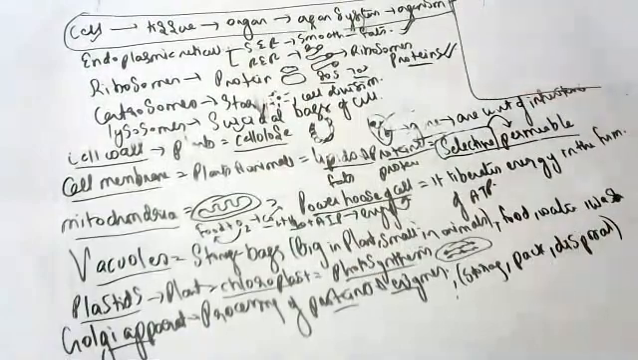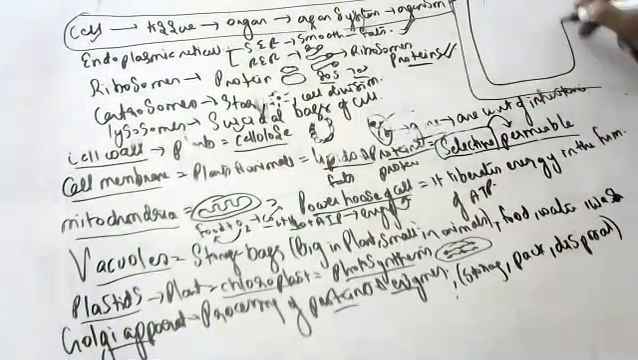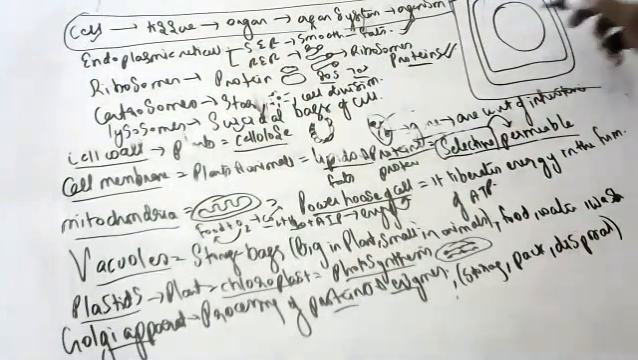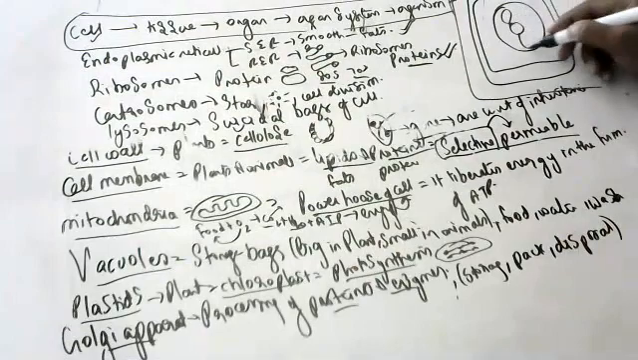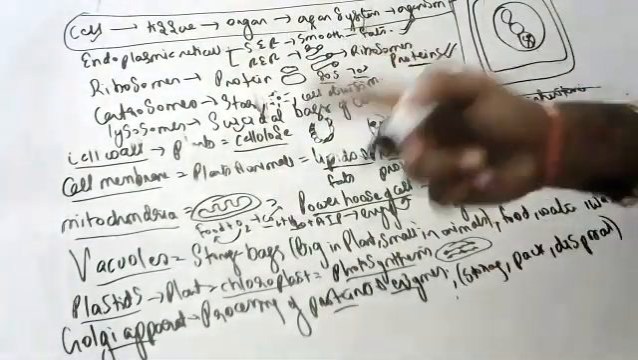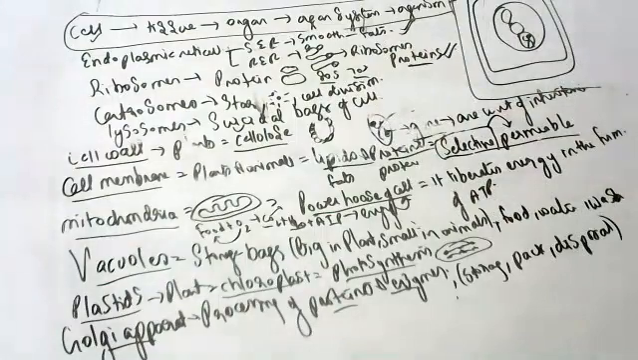See, this is your cell wall. This is your cell membrane. Inside is the nucleus. Inside the nucleus, who is present? Chromosomes. Inside the chromosome, who is present? DNA. On the DNA, who is present? Genes. What are the functions of a gene? Genes will transfer the characters from parents to offspring.